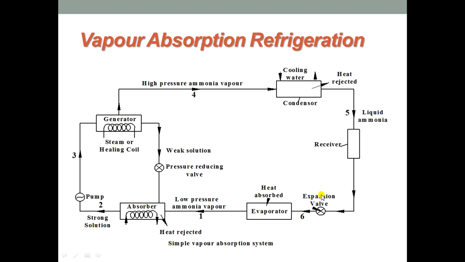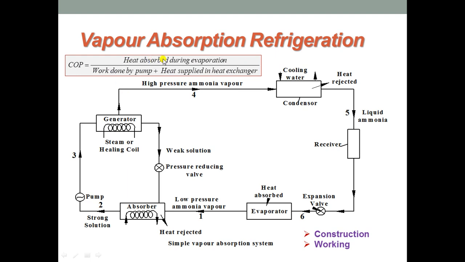Now we see the coefficient of performance of this. The coefficient of performance is evaluated on the basis of thermal energy input in the generator. Here this is the input, since the pump work input is negligibly small. So COP can be written as heat absorbed during the evaporation over work done by the pump plus heat supplied in the generator. Since the pump work is very small, sometimes it can be neglected.